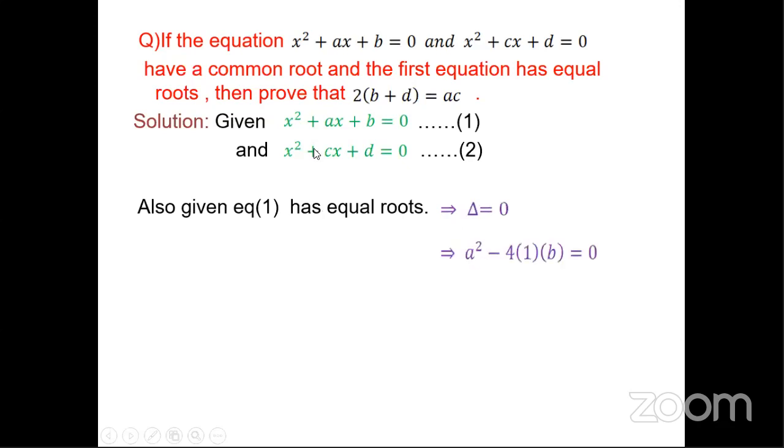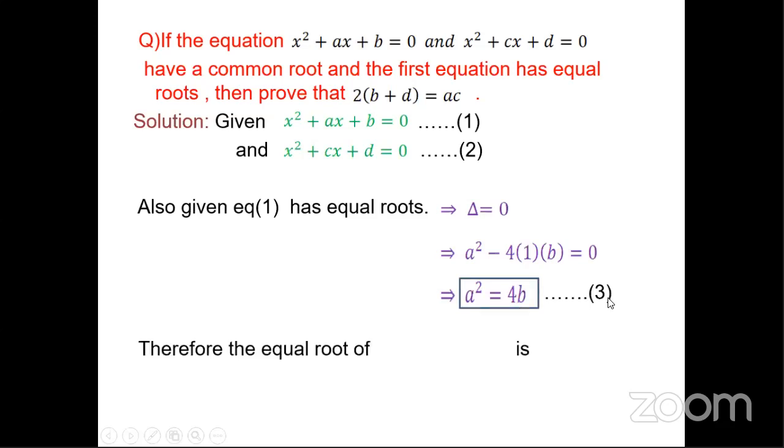What is delta? When you have the quadratic equation as ax square plus bx plus c equal to 0, your delta value is nothing but b square minus 4ac. Here your b value is a in this equation, isn't it? So we will just substitute in that formula. Then we get a square minus 4 into 1 into b equal to 0. Then a square minus 4b equal to 0. That minus 4b, if you send it to the other side, you will get a square is equal to 4b. We will take this as equation number 3. We are going to make use of this condition to prove that 2 into b plus d is equal to ac.